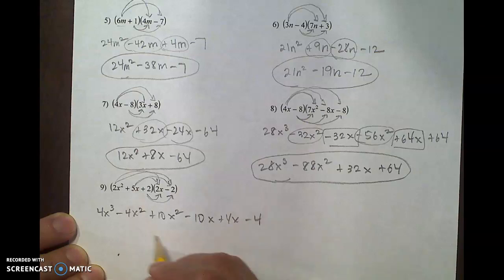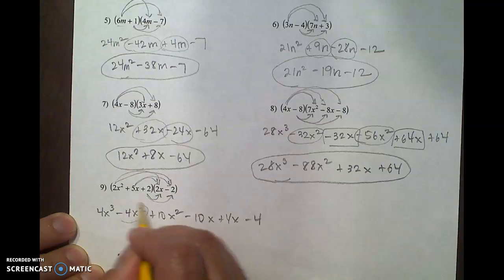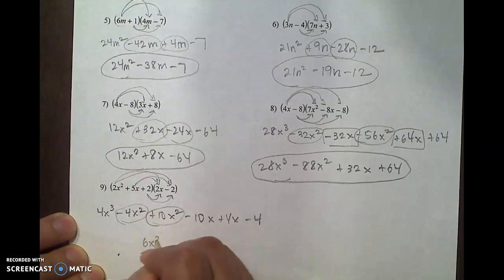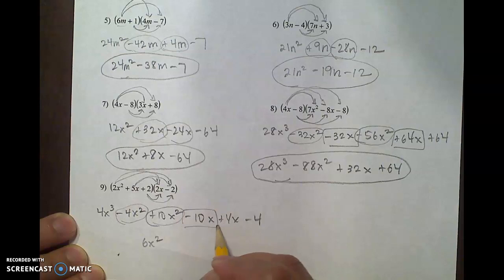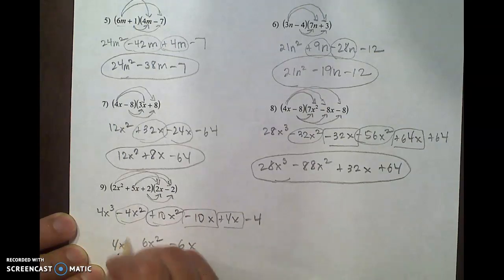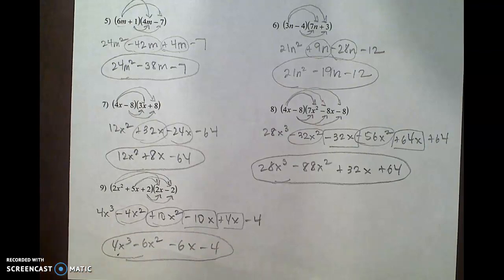Combine like terms. We get the negative 4x squared and a positive 10x squared, combined to get 6x squared. Negative 10x plus 4x is negative 6x. This 4x cubed and this minus 4 will not get combined with anything. So we leave it at that.